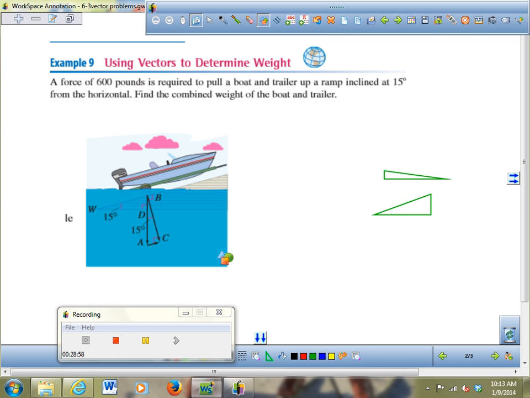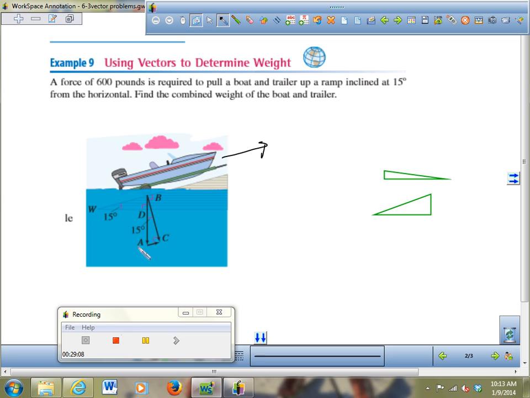Okay. So, you have a force of 600 pounds required to pull a boat up a trailer ramp incline at 15 degrees from horizontal. Find the combined weight of the boat and the trailer. In other words, what they want to know is I could break this force going this way into a force going this way, right? And a perpendicular force to that, going perpendicular to the ramp. Okay?